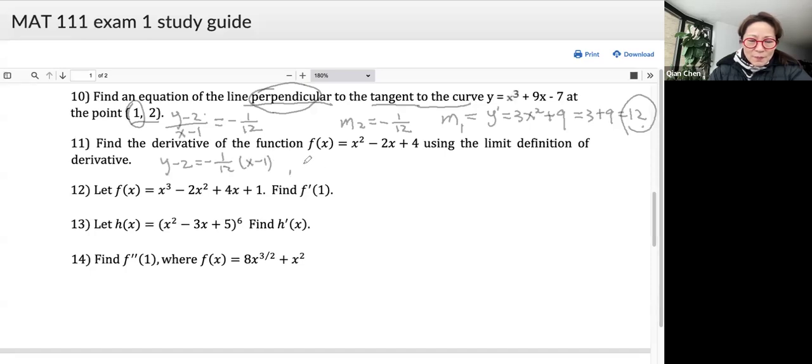We simplify from there. We get y equals negative 1/12 x, minus 1 over 12 times minus 1 becomes positive 1 over 12. Then plus 2. Well, 2 can be thought of as 24 divided by 12 because we need a common denominator of 12. So we get negative 1/12 x plus 1 over 12 plus 24 over 12, which is 25 over 12. And that's it.